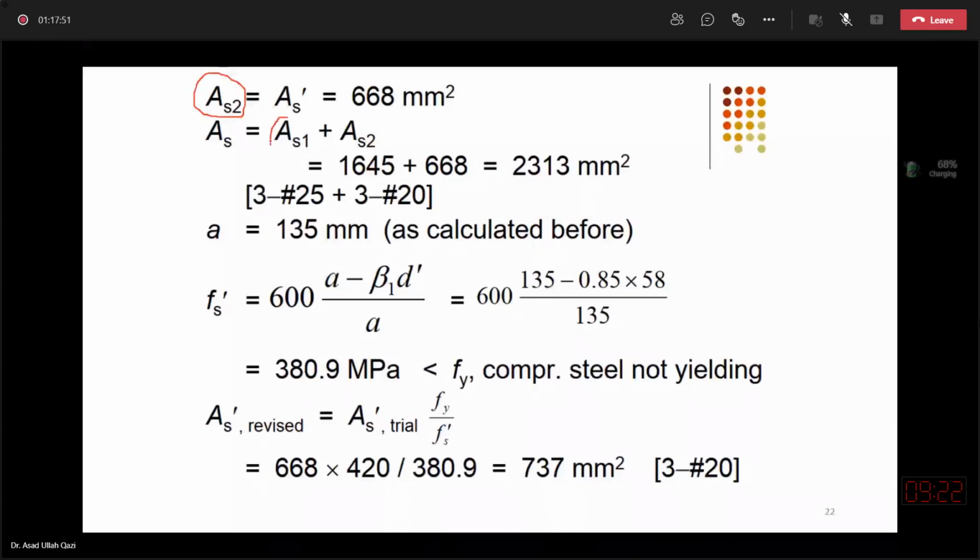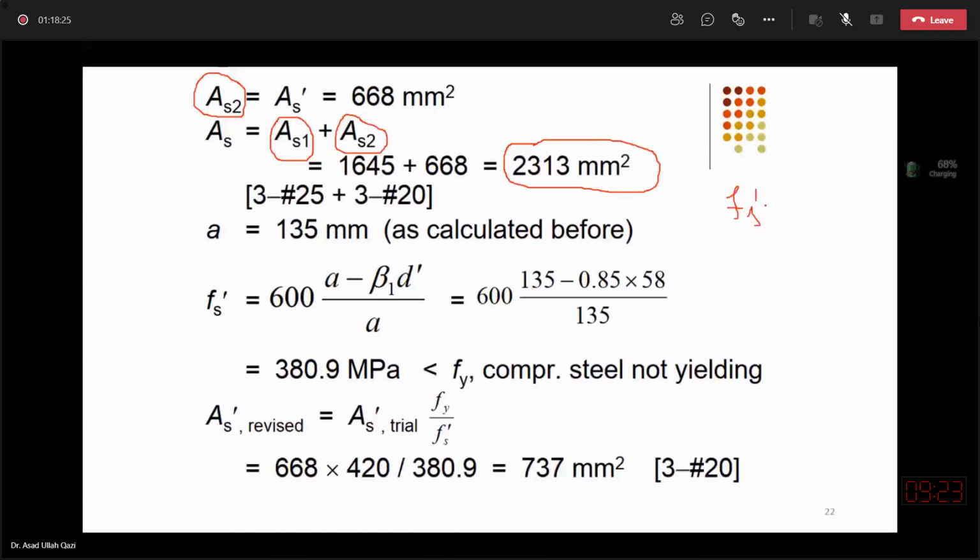And I mentioned in my previous half of the lecture that this AS you calculate is the final answer that will not be changed even if compression steel is not yielded. So this AS you got is final, absolutely final. Now it is the time to check whether my assumption of compression steel at yield is right or wrong.